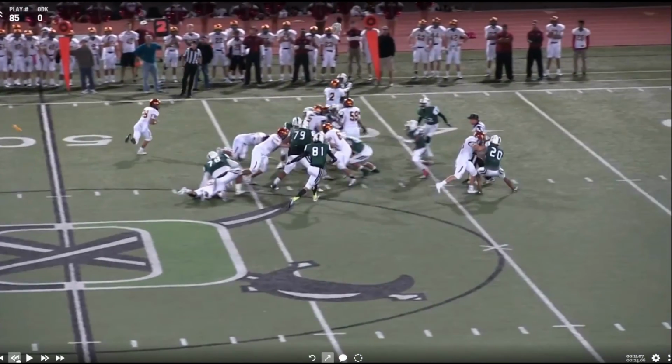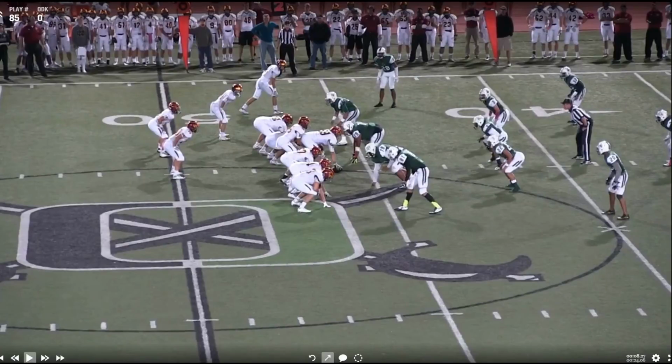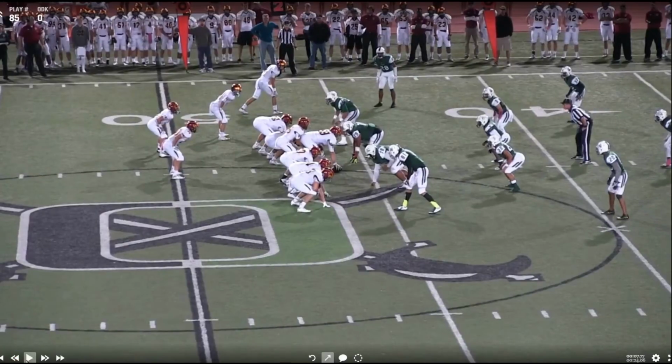Okay, we definitely have a low block by A54 there, but had there only been that contact, this would be legal because it's within the free blocking zone. We have all the components for a legal low block below the waist in the free blocking zone here. So let's go back, and I'll include Steve's comments now.